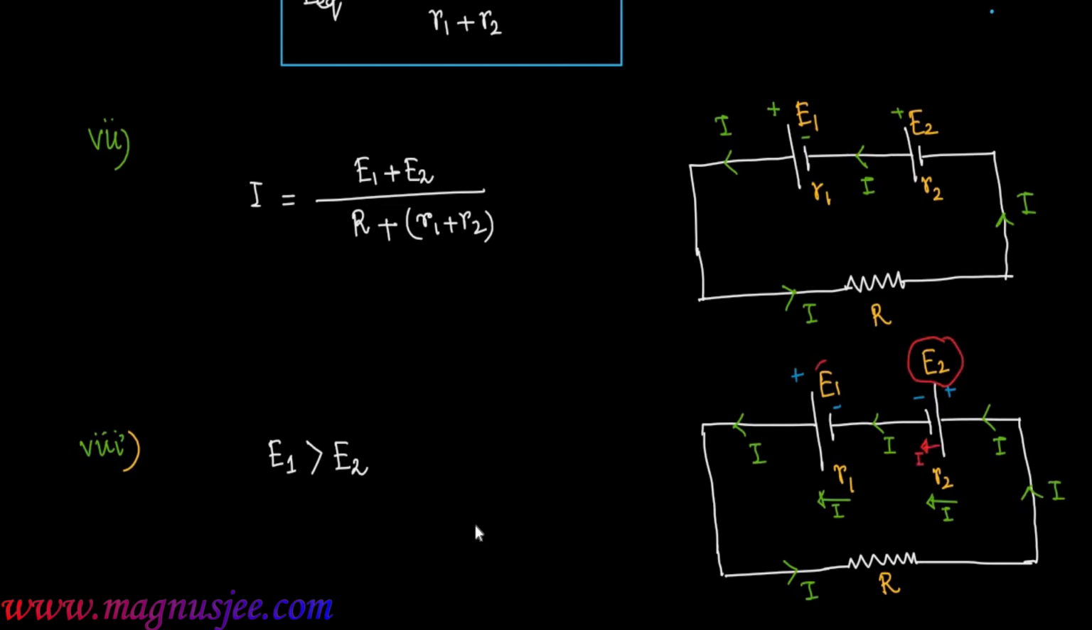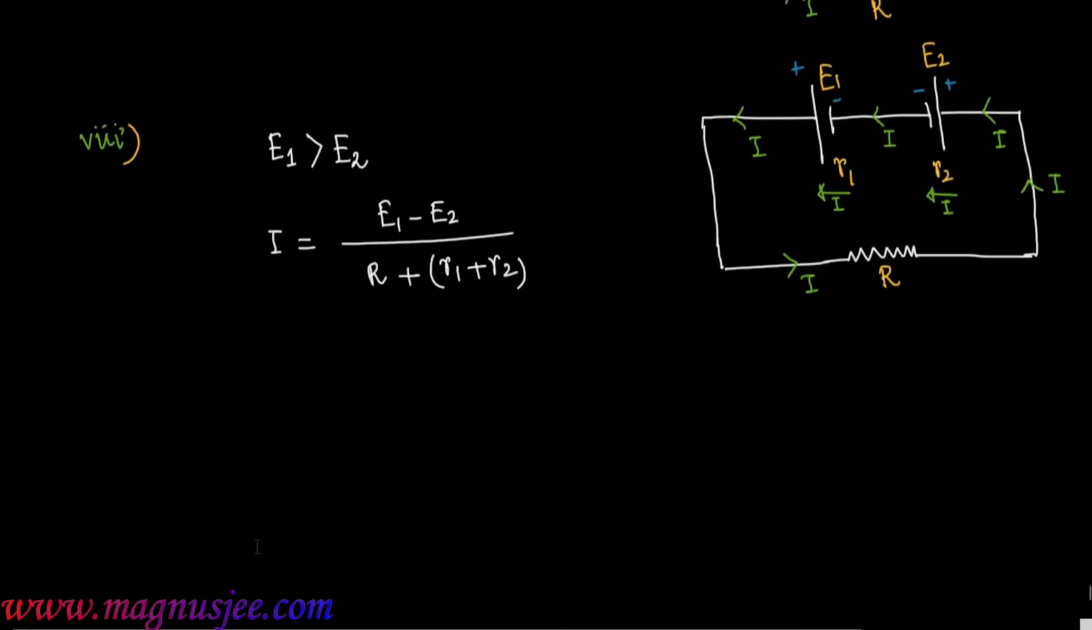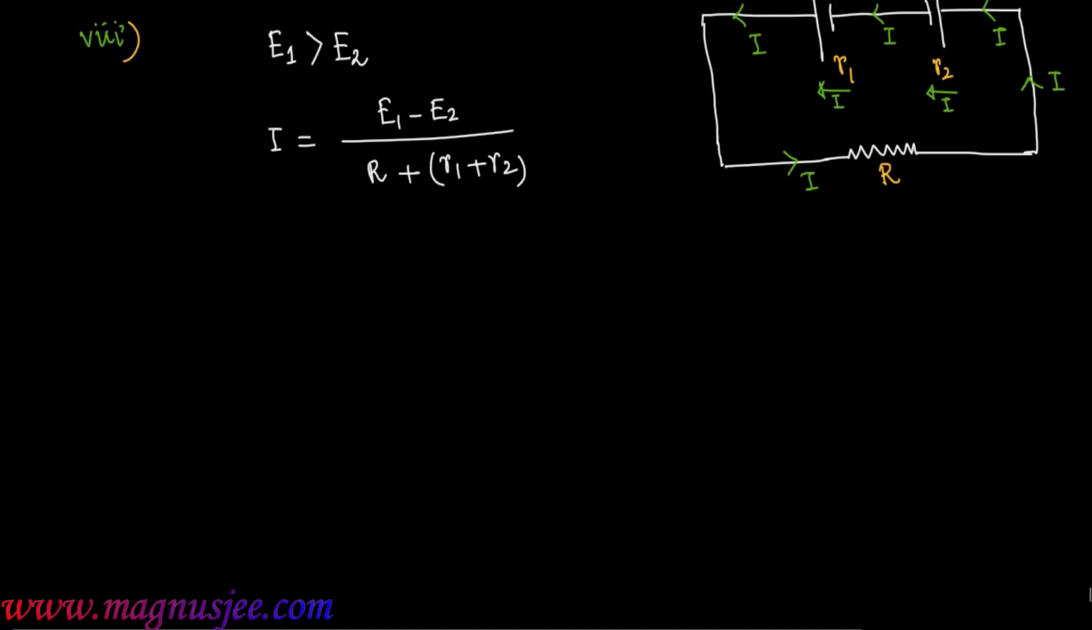Through the internal resistance R2, current I is flowing from positive plate to negative plate, but through the cell of EMF E1, current is flowing from negative plate to positive plate of the cell of EMF E1. In this case, expression of current I will be E1 minus E2 divided by R plus R1 plus R2, capital R plus small r1 plus small r2. Current I is equal to E1 minus E2 divided by R plus R1 plus R2, where negative plate of the cell E1 is connected to the negative plate of the cell E2. That's why the total EMF will be E1 minus E2.